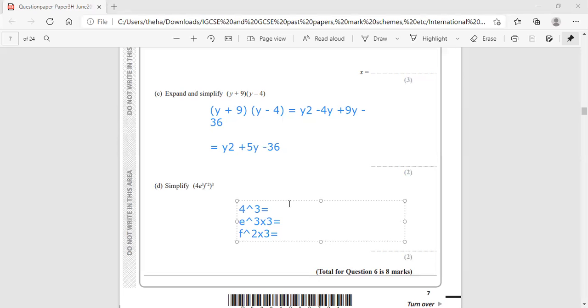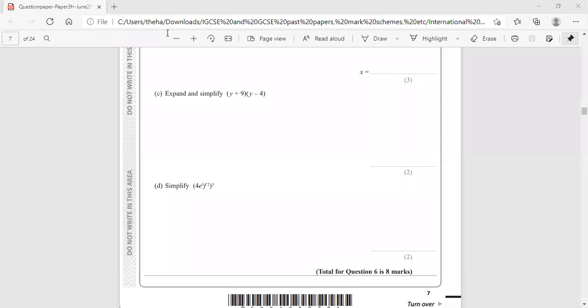So 4 cubed would give us 64. e to the power of 3 times 3 will give us e to the power of 9. And f to the power of 2 times 3 will give us f to the power of 6. And our answer is 64 e to the power of 9 f to the power of 6. And that is it for this question. That's another 8 marks. So let's move on to question 7.